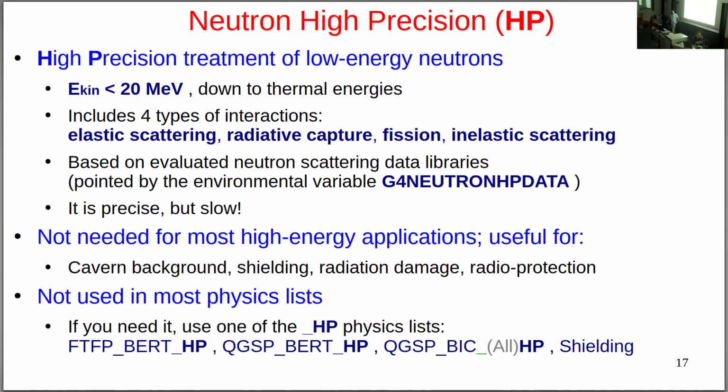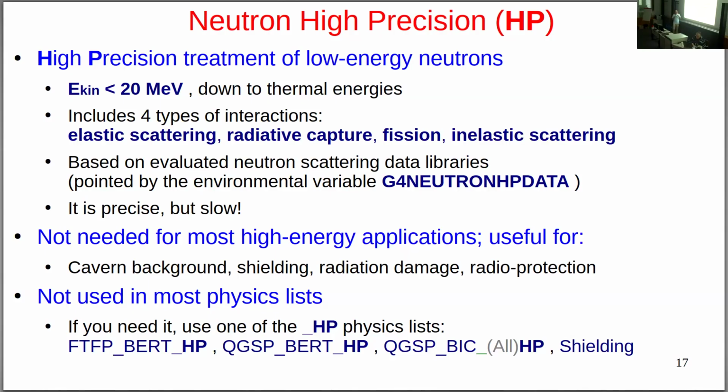And as I said, fortunately for most high energy applications, this high precision is not needed. However, there are examples where, for instance, cavern background, shielding, radiation damage, radio protection, it is very important. So how do you know whether HP is present or not? In most cases, it's easy. If you look at the name of the physics list, if you see HP in the name, it means that there is this high precision model. If you don't see it, it is not there.